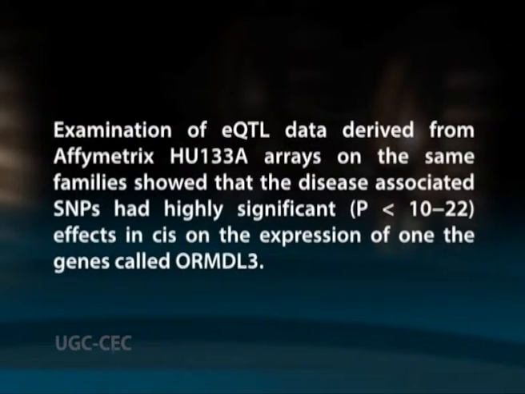The region of association contains 19 genes, none of which are obvious candidates to be implicated in disease. Examination of eQTL data derived from Affymetrix HU133A arrays on the same families showed that the disease associated SNPs had highly significant effects, that is p less than 10^-22, in cis on the expression of one gene called ORMDL3. In these data, borderline significant effects were also seen in expression of the gene neighboring ORMDL3, GSDML.